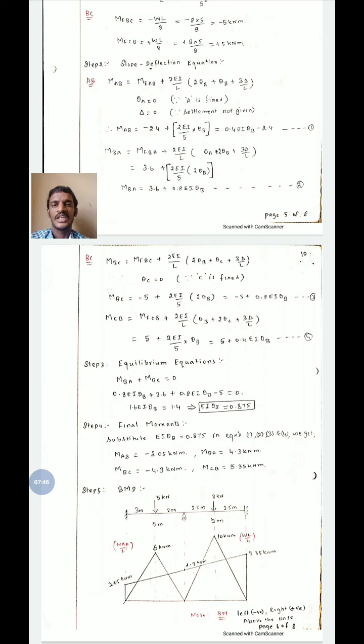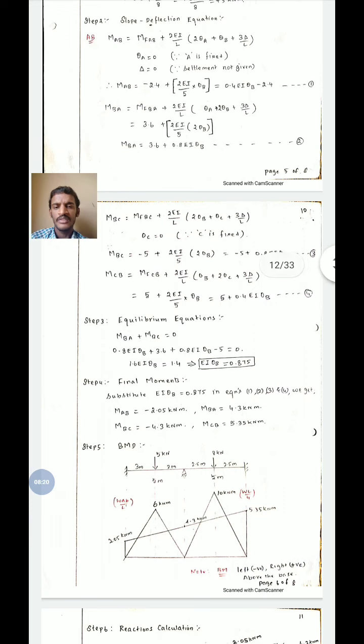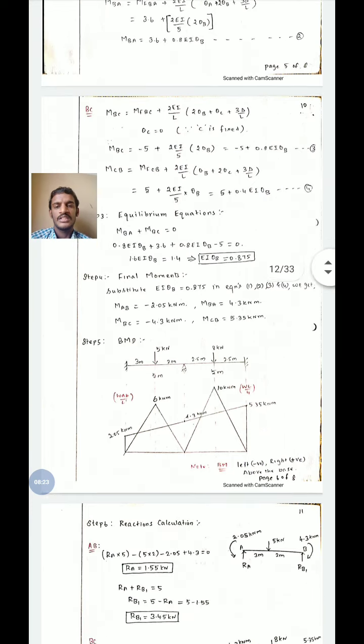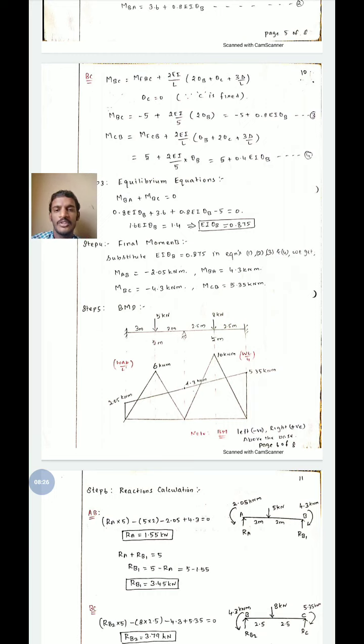In the first equation, MAB is equal to 0.4 EI theta b minus 2.4. We have to substitute the EI theta b value as 0.875. We will get MAB as minus 2.05 kilonewton meter. Similarly, in the second, third, and fourth equations, we have to substitute the EI theta b value. We will get the final answers: MBA is equal to 4.3 kilonewton meter, MBC is equal to minus 4.3 kilonewton meter, MCB is equal to 5.35 kilonewton meter.